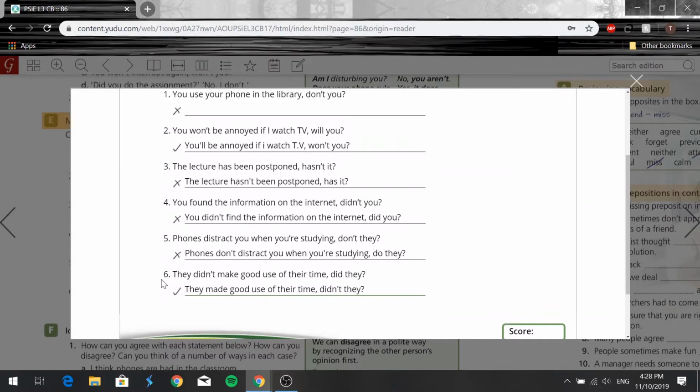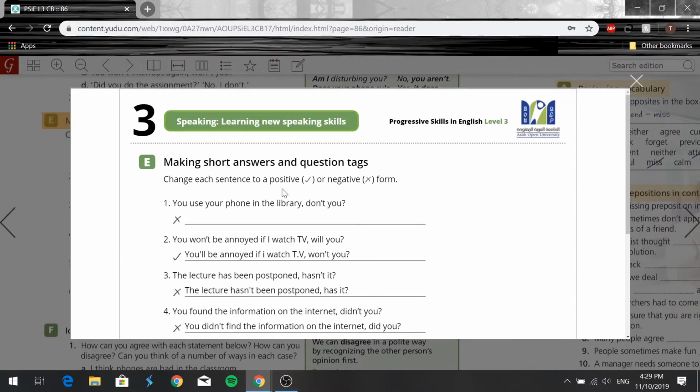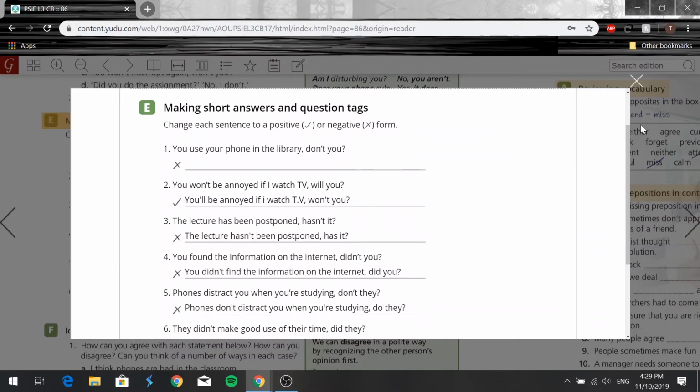Okay. 4, you found the information on the internet, didn't you? You didn't find the information on the internet, did you? Phones distract you when you're studying, don't they? Phones don't distract you when you're studying, do they? They didn't make good use of their time, did they? They made good use of their time, didn't they? Okay? So these were making short answers and question tags.